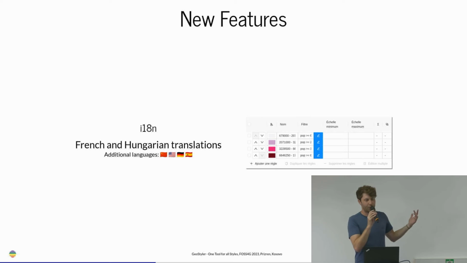If you want to contribute to GeoStyler, I guess the simplest way is to just provide new translations of languages that we do not support yet, because this is really straightforward.